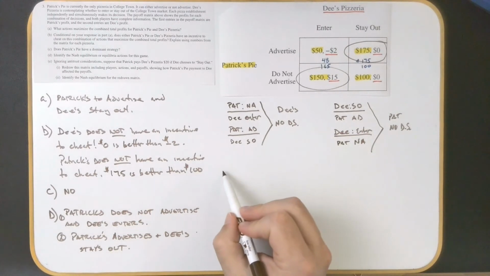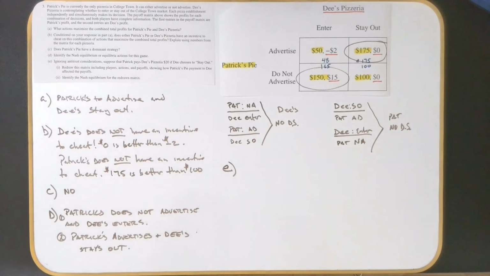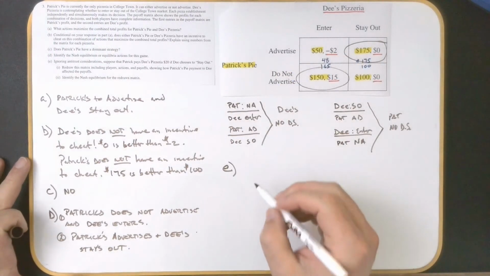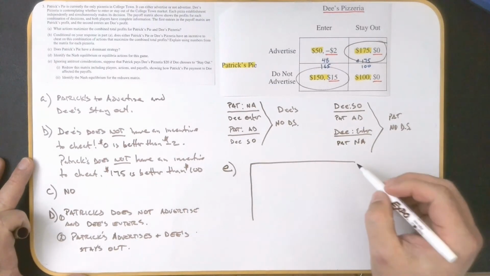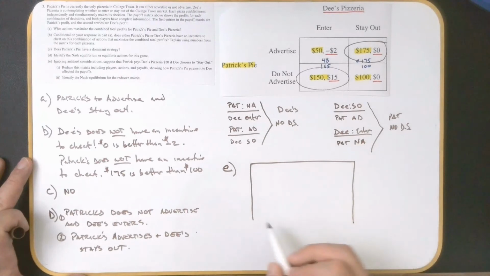All right, let's move over here to E. It says, ignoring antitrust considerations, suppose that Patrick pays D's Pizzeria $20 if he chooses to stay out. So you're paying your competition to stay away. Again, the reason it says ignoring antitrust is that you can't do that. Redraw the matrix, including players' actions and payoffs. All right, so what I'm going to do, I'm not going to put all of the values on here. I'm just going to draw the matrix itself. And we'll see if we can adjust everything.